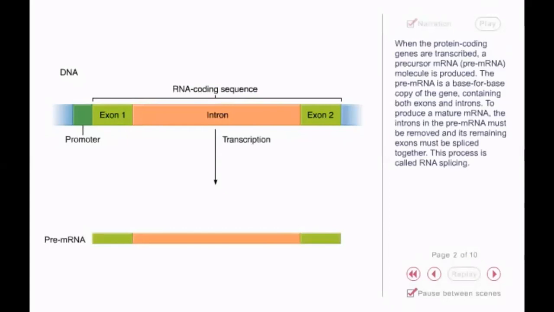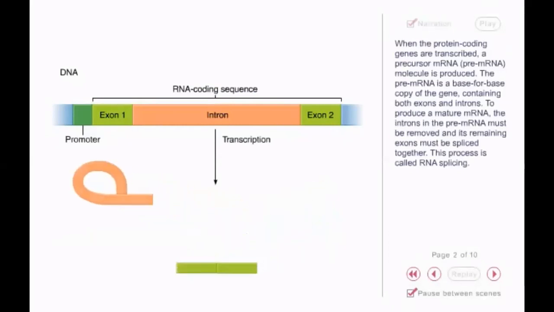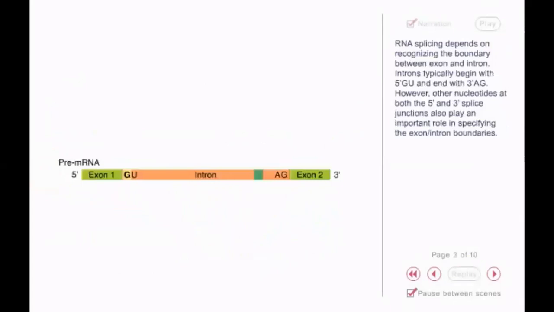To produce a mature mRNA, the introns in the pre-mRNA must be removed and its remaining exons must be spliced together. This process is called RNA splicing. RNA splicing depends on recognizing the boundary between exon and intron. Introns typically begin with 5' GU and end with 3' AG. However, other nucleotides at both the 5' and 3' splice junctions also play an important role in specifying the exon-intron boundaries.